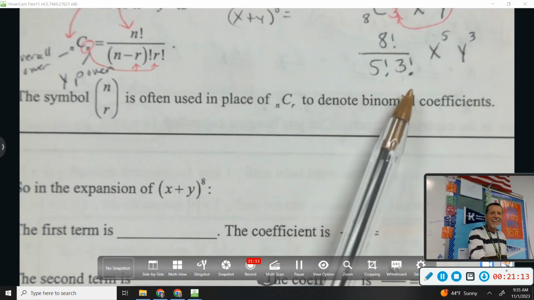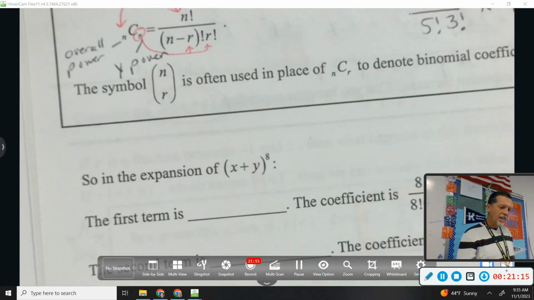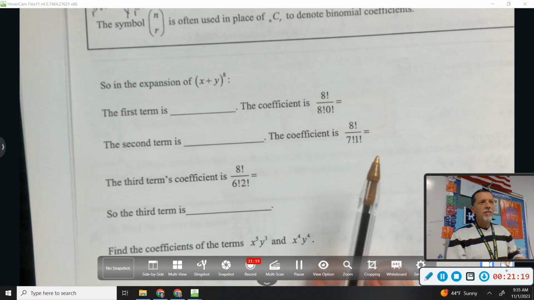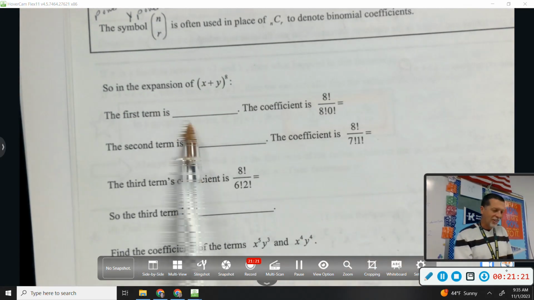It's exciting. That's what it is. Okay, so can we do some examples? Yes, that's a great idea.